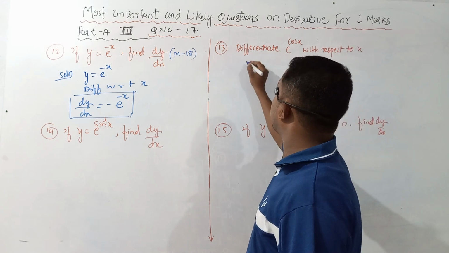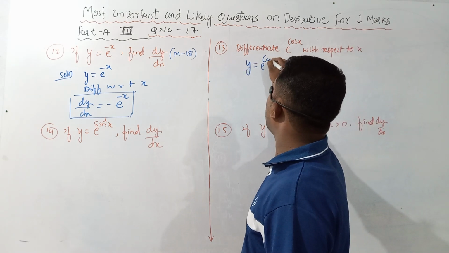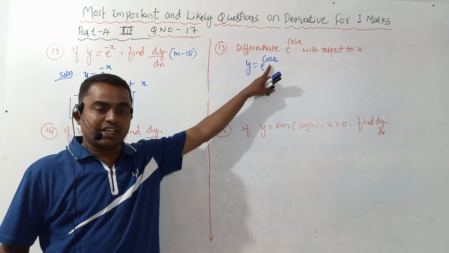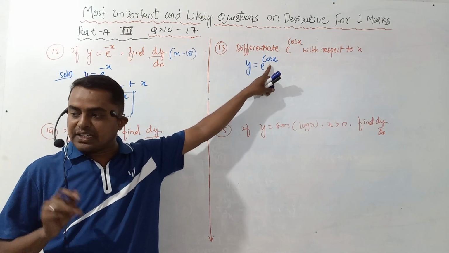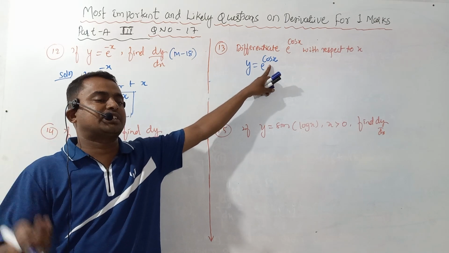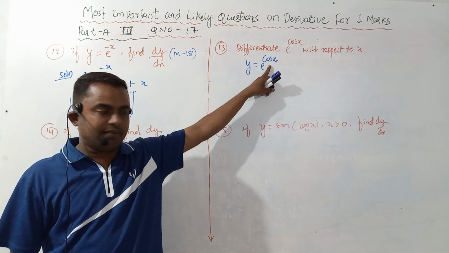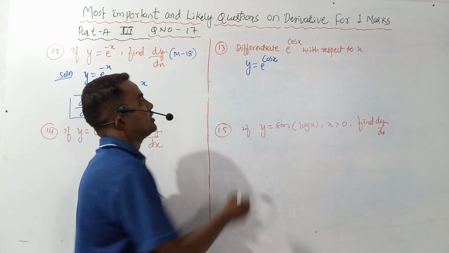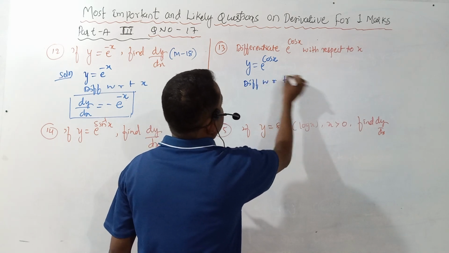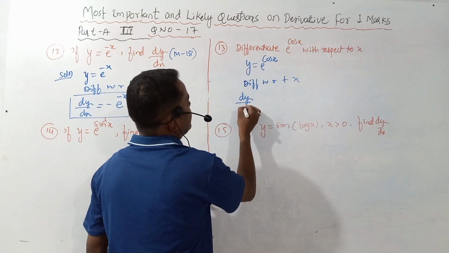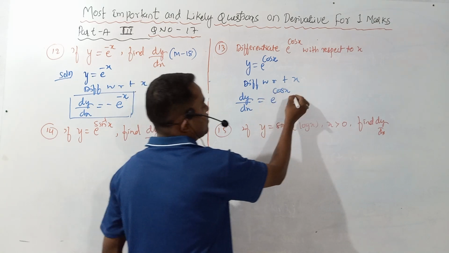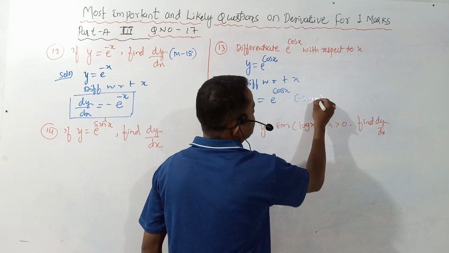Now differentiate. Question number 13. Take y is equal to e raised to cos x. See here, instead of e raised to x, e raised to cos x is there. In the first step, we are applying the e raised to x formula. And then we have to differentiate the derivative of cos, which is minus sine. Then derivative of x is 1. Now differentiate with respect to x. Derivative of y, dy by dx. Derivative of e raised to cos x is e raised to cos x. Derivative of cos is minus sine x.